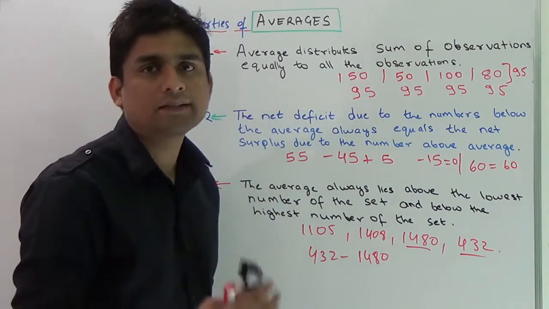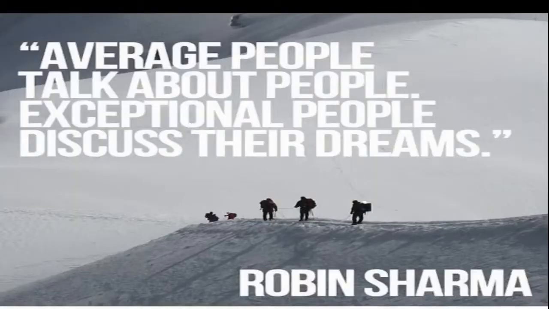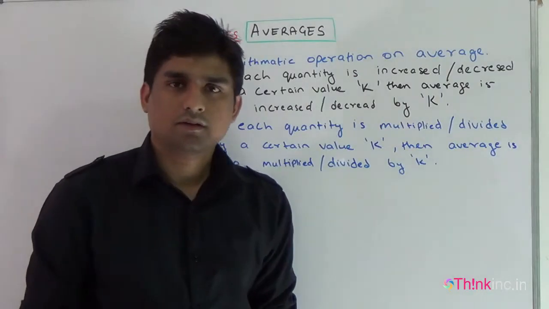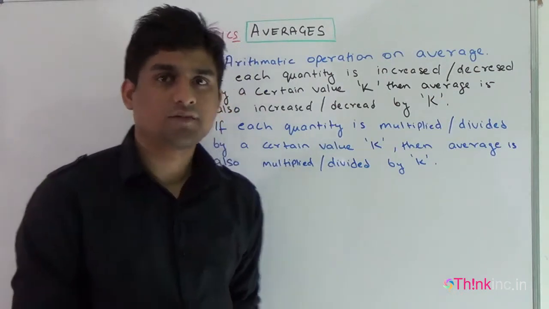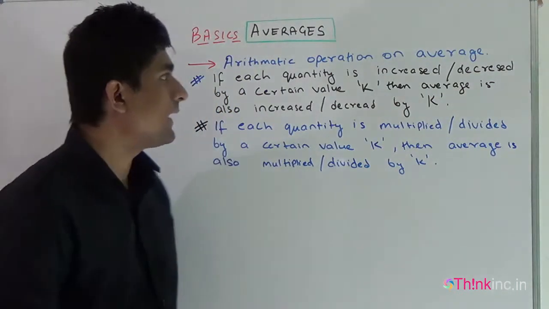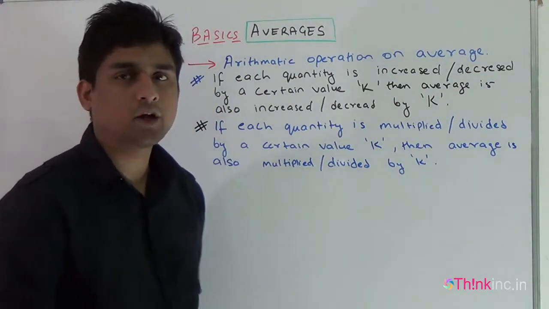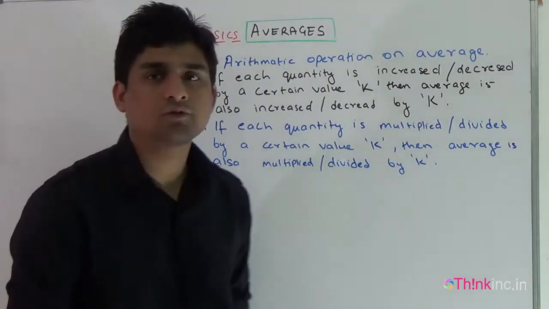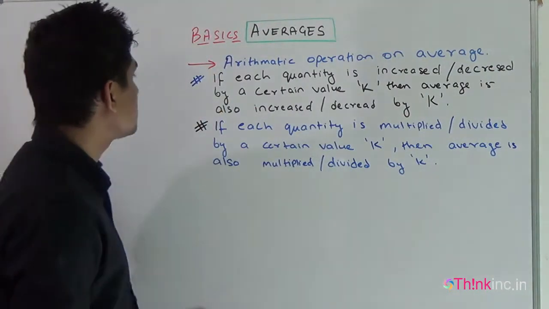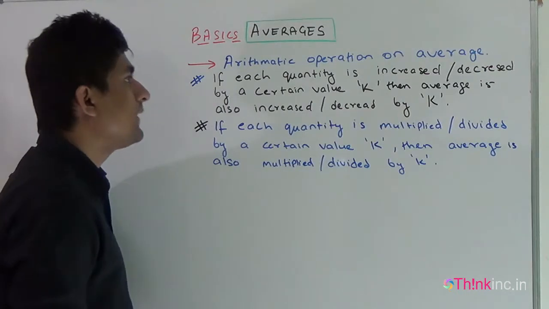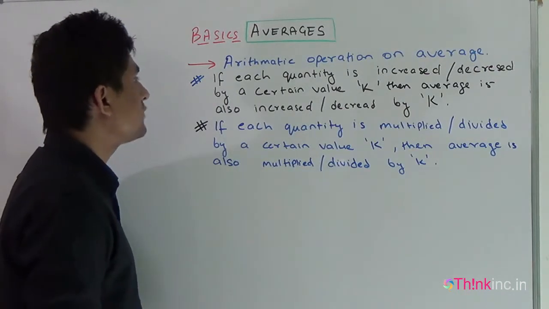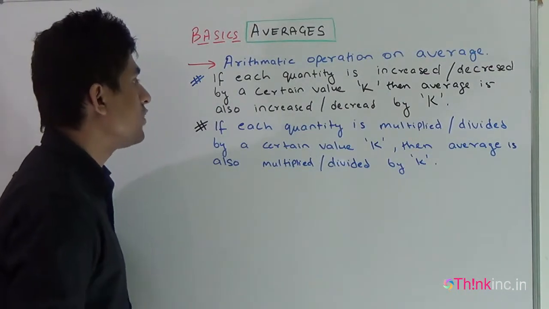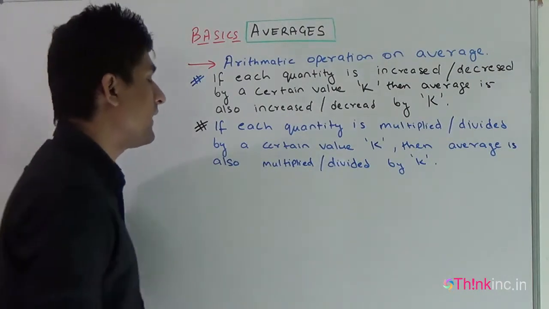Now I'll move to some basic section. Let's see some basic concepts on averages. Here I have taken arithmetic operations on all the terms of averages. Our first concept says if each quantity is increased or decreased by a certain value k, then the average is also increased or decreased by k.